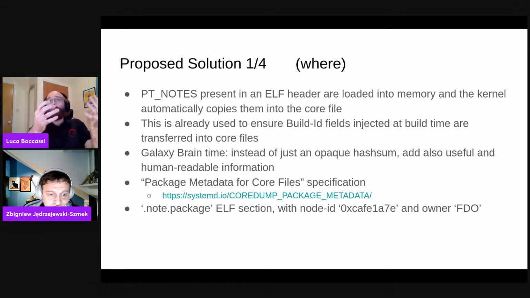This case was already solved when the build ID specification was created. The way that you ensure that a build ID is part of the core file is by encoding it into the ELF header of each executable and shared library, specifically in an allocated PT_NOTE. If you do this, the loader will load it in memory when the program is executed, and then when it crashes, the kernel will automatically take that and put it in the core file because it's part of the memory image. So the idea was, let's do the same thing.